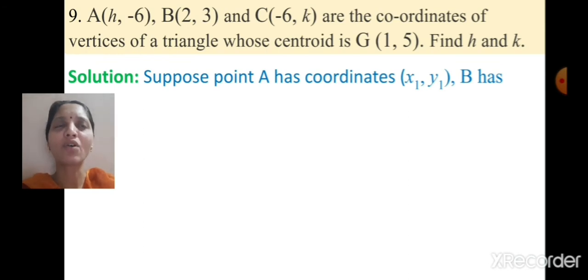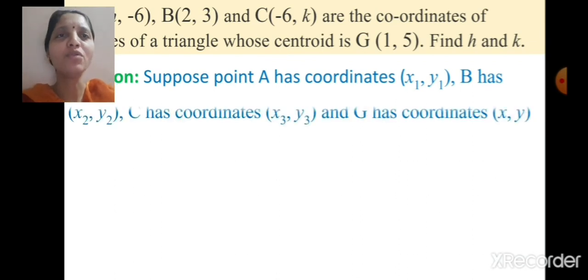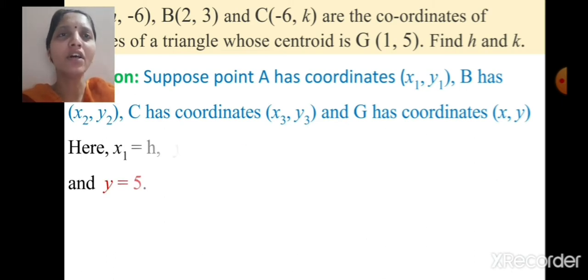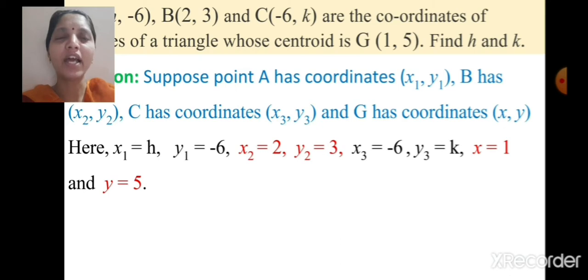Suppose point A has coordinates x1 comma y1, B has coordinates x2 comma y2 and C has coordinates x3 comma y3 and G has coordinates x comma y. So what you got here? x1 is equal to h, y1 is equal to minus 6, x2 is equal to 2 and y2 is equal to 3. Now here we know x3 and y3 also. x3 is how much? Minus 6. y3 is k. What is the value of x? x is 1 and y is 5.